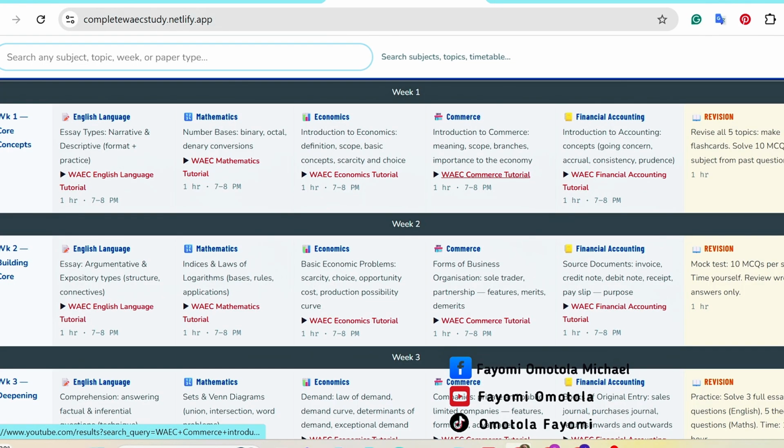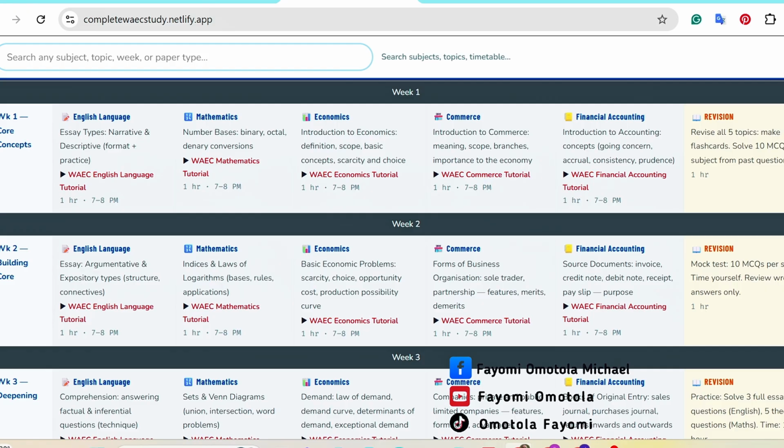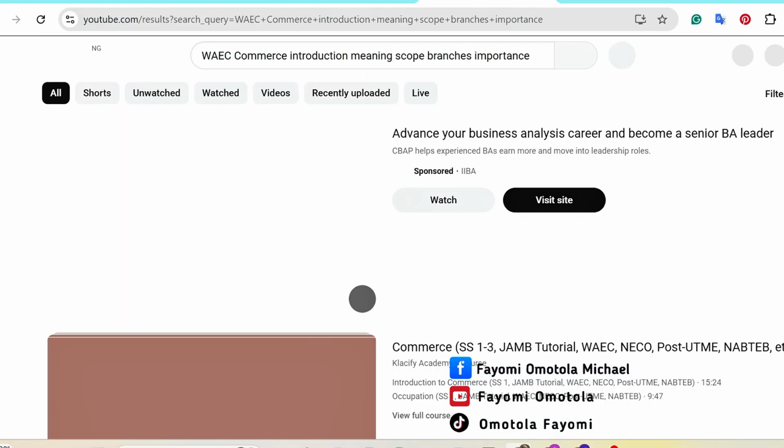Let's go to commerce. You see the same thing. Click on the link, and it takes us to commerce. If you check very well, the topic for the one that we clicked on is introduction to commerce: meaning, scope, branches, importance to economics. Don't forget that this particular timetable is designed in a way that by the time you run through it, it will touch the core subjects that we talked about earlier, and it will also go towards past questions and some other relevant things. And this is for your child to be taught, and to also revise with them.